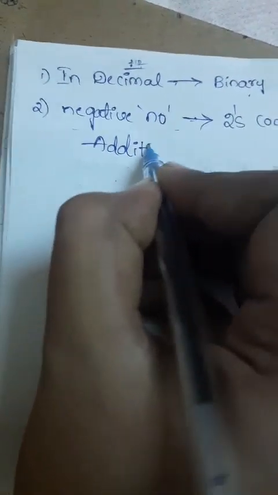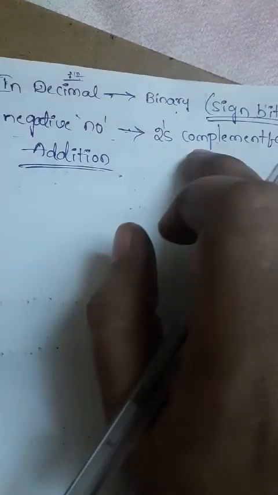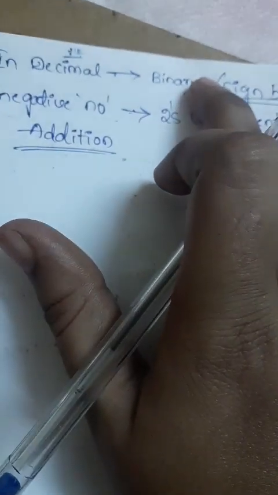If any carry is produced, we do the addition method. After converting to 2's complement, whatever result we get will be added to the first number. After adding, if any carry is produced when adding the two numbers, that carry will be neglected. That means we can remove it, discard that carry.